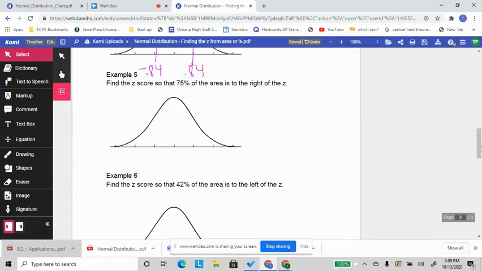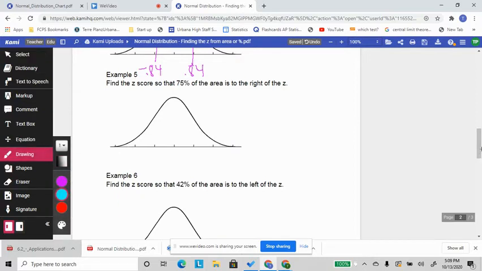All right, so here we go. I want a z so that, here's my 0, 75% is to the right. So this is my 50, right? That's 50 plus another 25 here. So if this is 50 and that's 25, then this has to be 25.